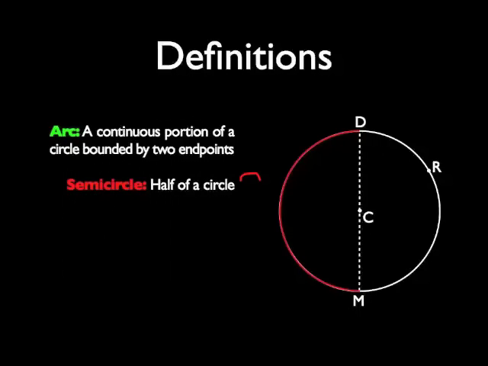So here you see semicircle DM. We name an arc according to its endpoints, and sometimes with another point in between. This semicircle is named DM because there are no other points between D and M on the circle. If we were to name the semicircle on the other side of the circle, however, we would need to name that arc DRM to differentiate it from the other semicircle.